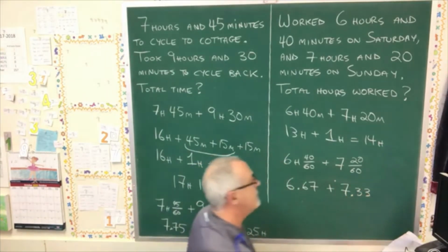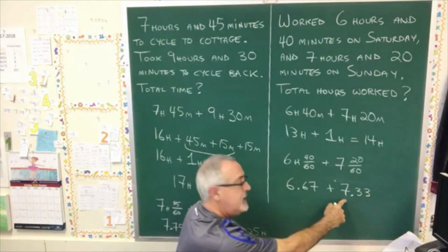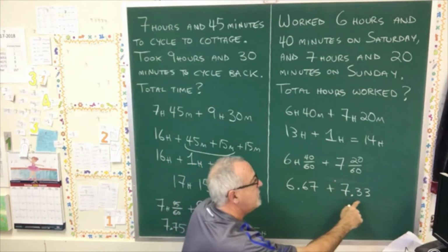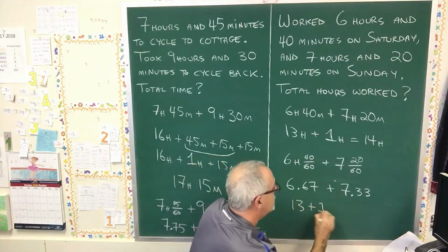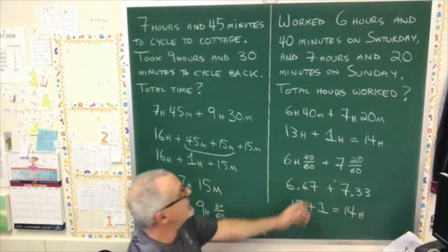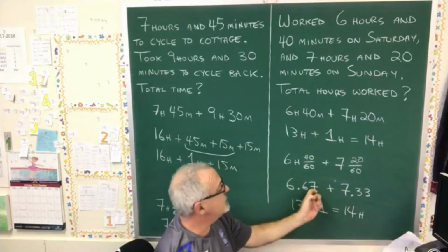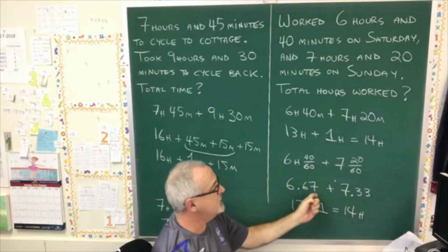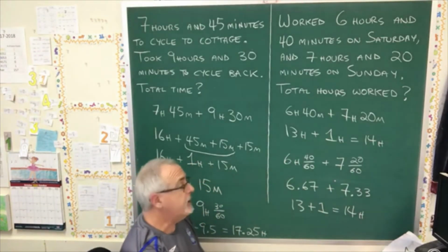This is also rounded. When I add these together, though, 6 plus 7 is 13, and 0.67 plus 0.33 is 1. I end up with 13 plus 1 equals 14 hours, the same answer I got up here. We have to be especially careful because of the conversion of these fractions into decimals. Again, though, there's more than one method of doing this.